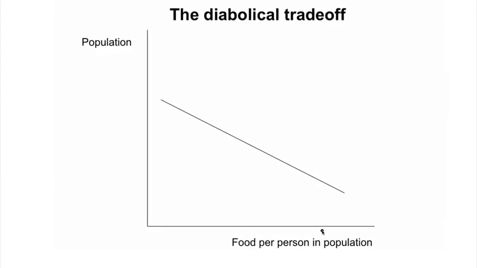That's something that I've summarised in this graph, which I'm calling the diabolical trade-off. On the horizontal axis, I've got food per person in the population, and on the vertical axis, population or number of workers. And essentially, the numerical example on the last slide was showing this type of inverse relationship, that the more population and workers we got, the lower the amount of food per person that we would have.